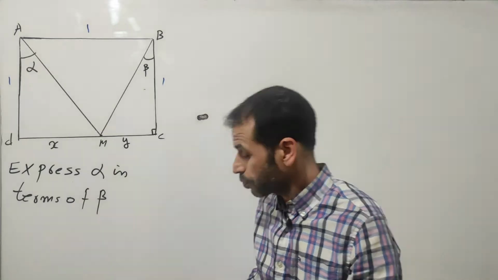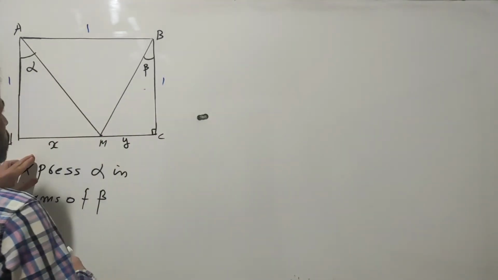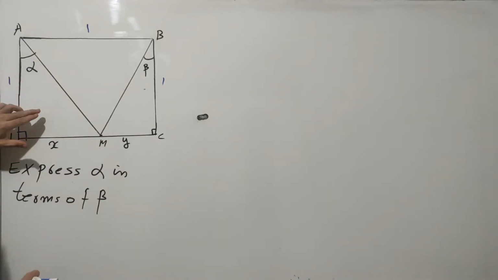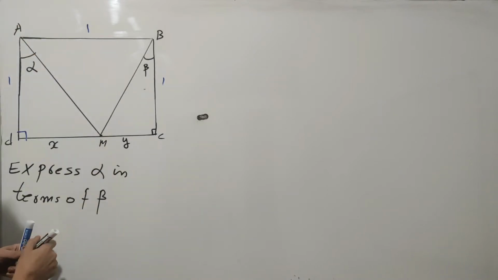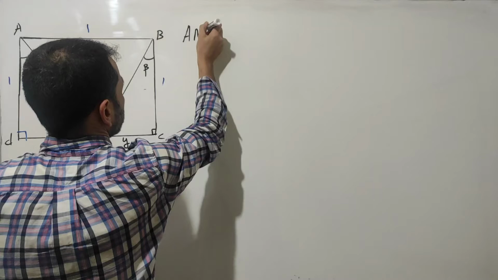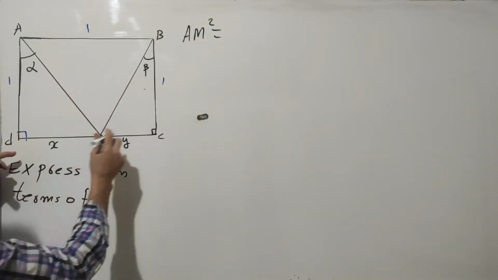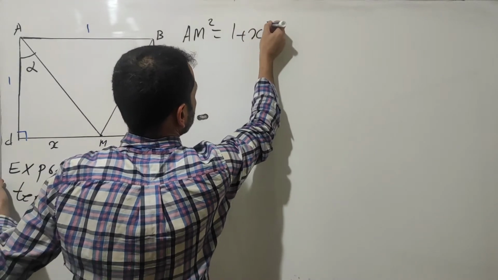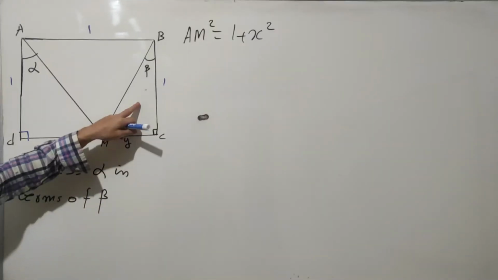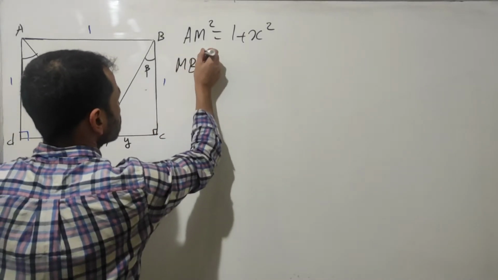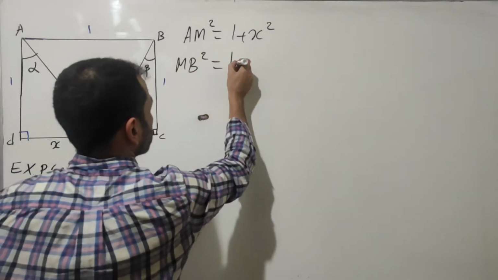Now let's jump into the solution. It's simpler here. Since we have these two right triangles, we are going to apply the Pythagorean theorem on both triangles. So we have AM squared, which equals 1 plus x squared. We will have the same thing for the second triangle: MB squared, which equals 1 plus y squared.